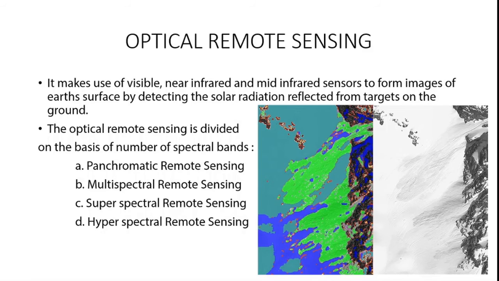That means the signature of each and every object or phenomenon is different on the earth. Vegetation shows a different spectral signature, soil shows a different spectral signature, and water shows a different spectral signature. According to the spectral signatures, each object or phenomenon on the earth has different bands, and accordingly the images are captured. So depending on the number of spectral bands, optical remote sensing is divided into four types.